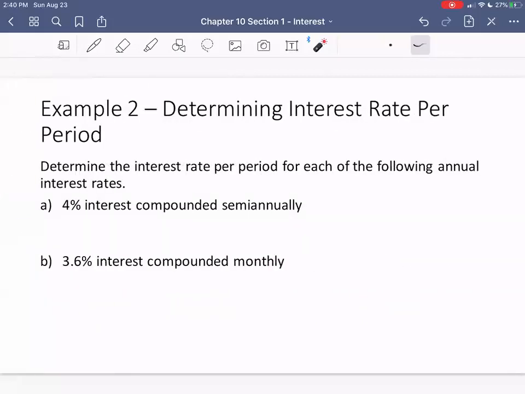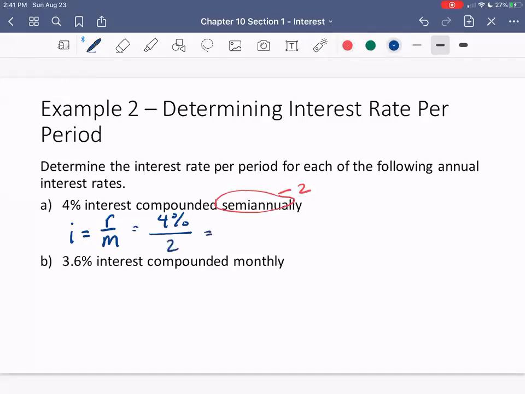All right, here's our next example. Determine the interest rate per period for each of the following annual interest rates. A says 4% interest compounded semi-annually. First I need to write my equation. My interest rate is the rate divided by the number of times it's compounded per year. My rate is 4%, and semi-annually is 2 times, so my m is 2. Now I can't just say 4% divided by 2; I have to write the percentage as a decimal. So I'm going to write it as 0.04 divided by 2. That will give us 0.02, so our interest rate for this period is 2%.